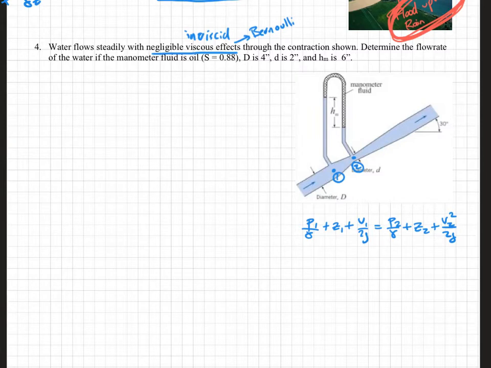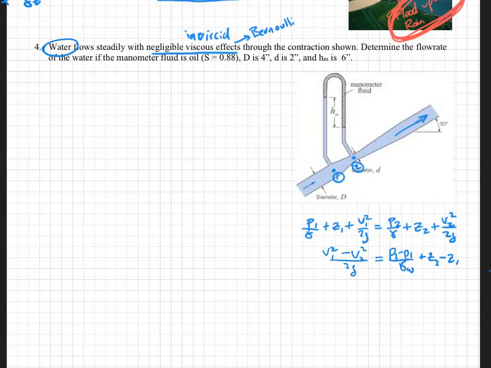I'm going to rearrange it so that I've got P2 minus P1 over gamma, and this is the gamma of the fluid that's in the pipe, which I believe is water. Yes, it's water, so we will make that gamma water. Plus, I'm going to put these next to each other as well, because I know the z's are going to become important. Just because of where I am on the board, let me do it here as well.